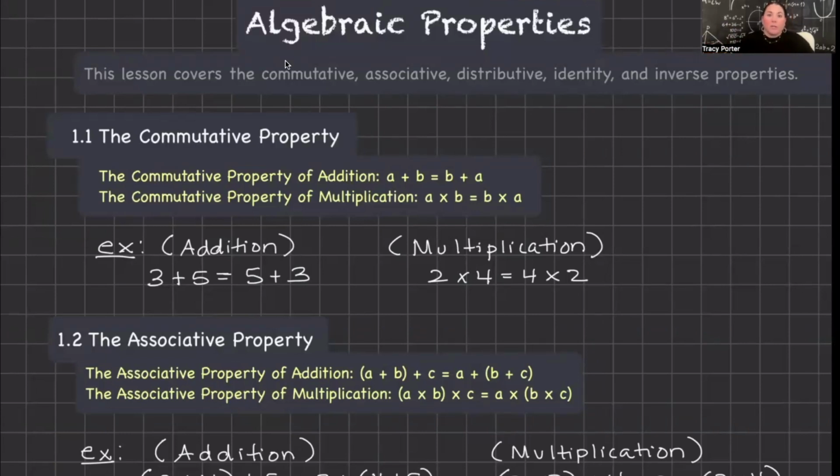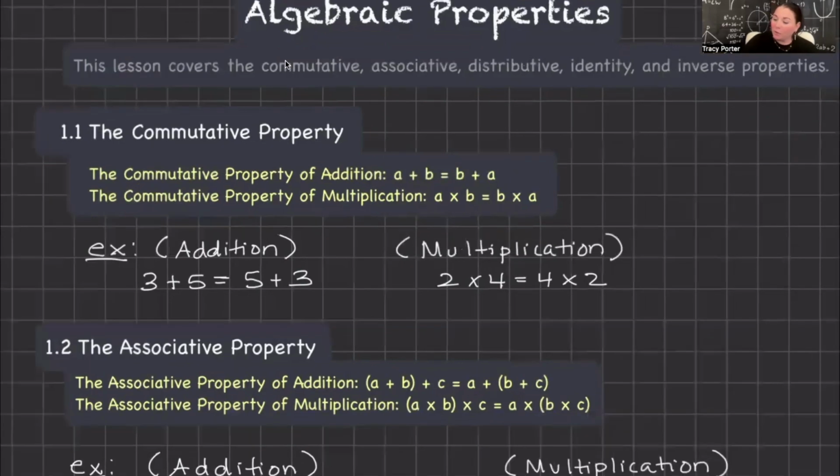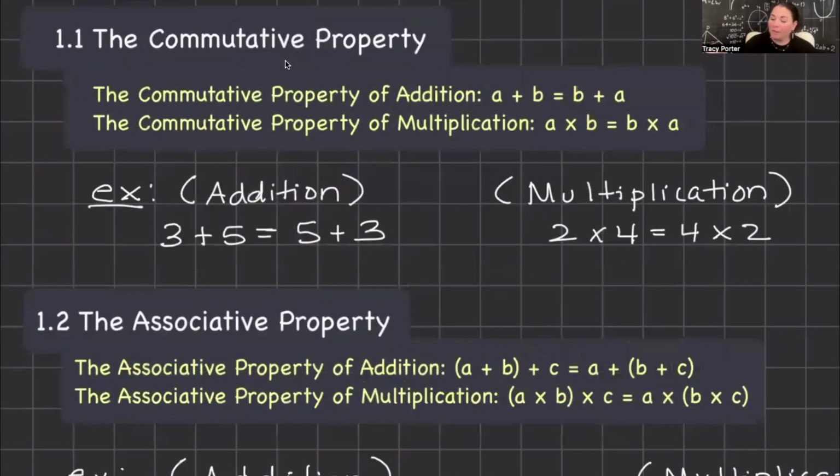In this video, we're going to go over algebraic properties, some basic ones that show us why we can do many of the things we do in algebra. So they help lay the foundation. The very first one that we are going to talk about is called the commutative property.